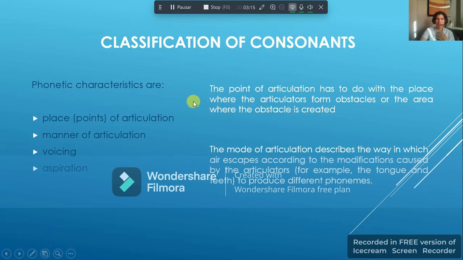The classification of consonants is this. Phonetics is a very interesting thing, and it's somewhat complicated, but the phonetic characteristics are the place or point of articulation, the manner of articulation, the voicing, and the aspiration. The point of articulation has to do with the place where the articulators form an obstacle. The manner of articulation describes the way in which air escapes according to the modifications we cause with the articulators.